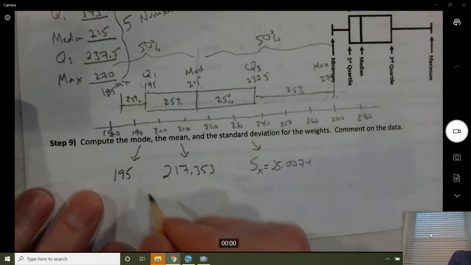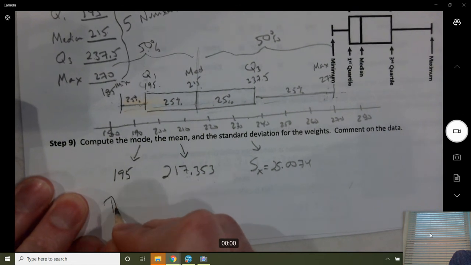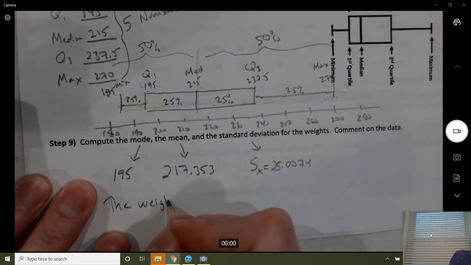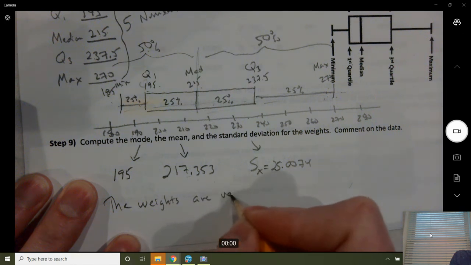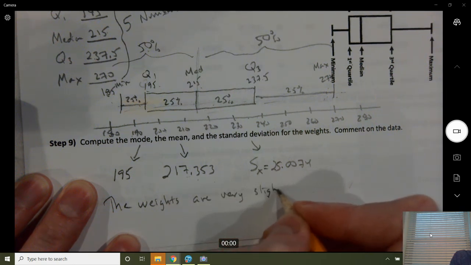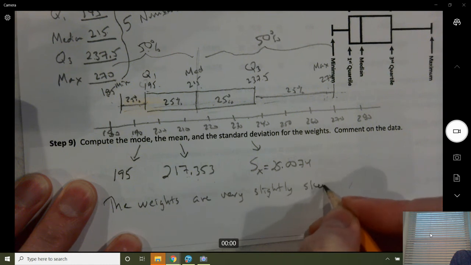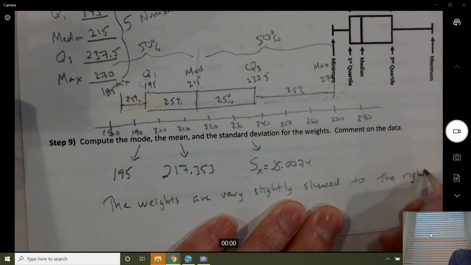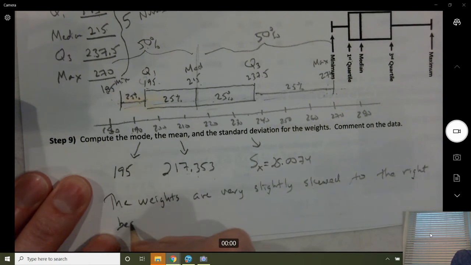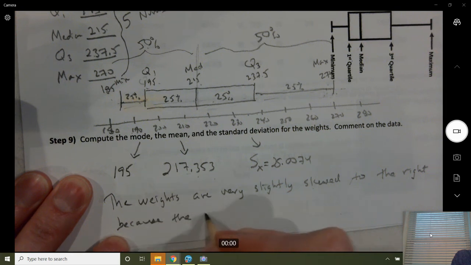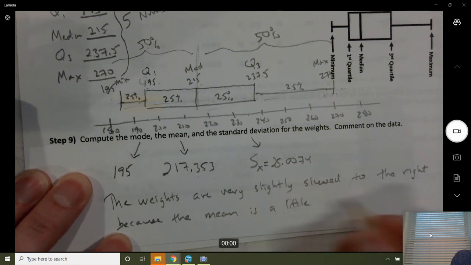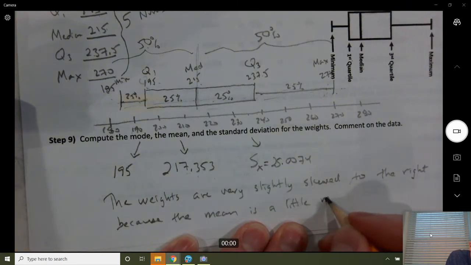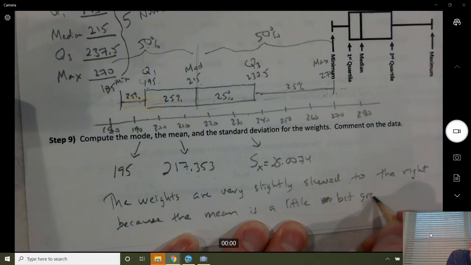Okay. So I'm going to say the weights are very slightly skewed to the right, because the mean is a little bit greater than the median.